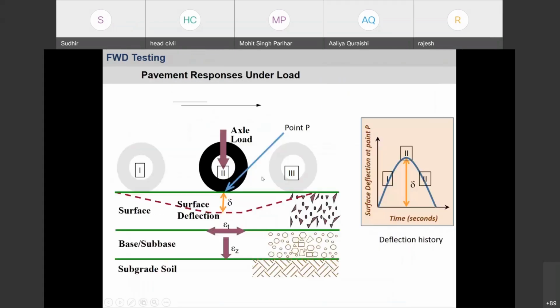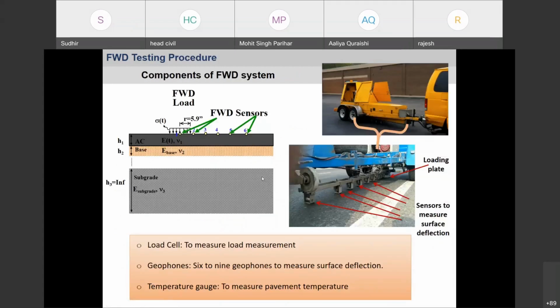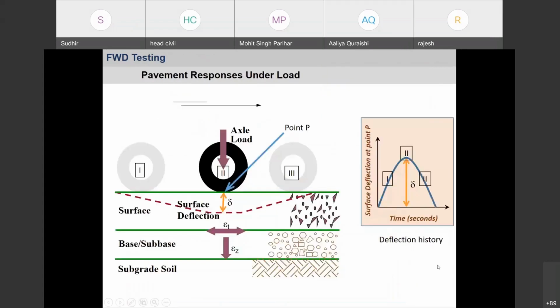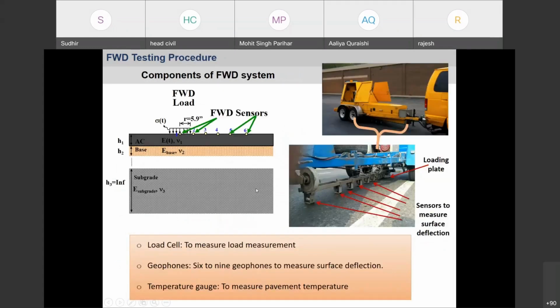Now, in falling weight deflectometer, I would like to create such a deflection history. So how can I create such a deflection history? I can create this deflection history if I can apply a pulse load. So I would like to apply a pulse load which will be of time duration similar to a moving load, and then because of this pulse load, I would like to measure the surface deflection. So that's what is done in falling weight deflectometer.